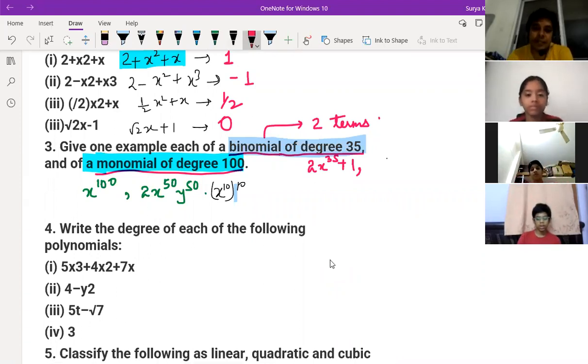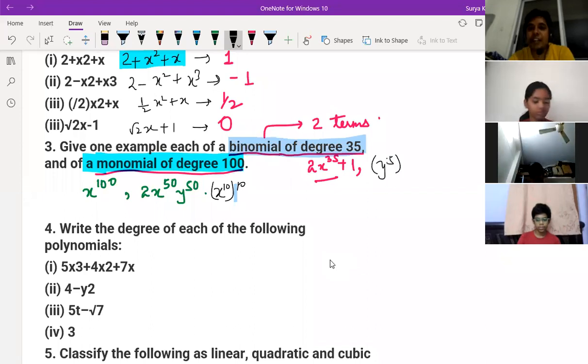Sir, 2x to the power of 35 plus 5, something like that. Same thing only you wrote. Y to the power something and all you can write, right? Yes, sir. Y, Z, anything to power 35 you can write. Or you can write y to the power 5 whole to the power again 7 plus 5. Like this also you can write.